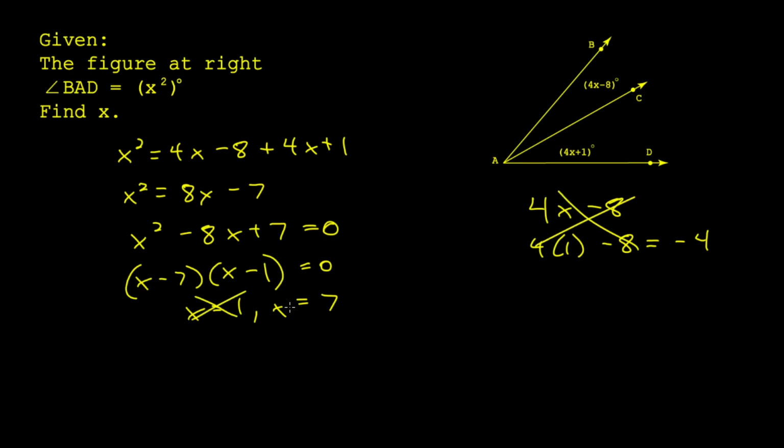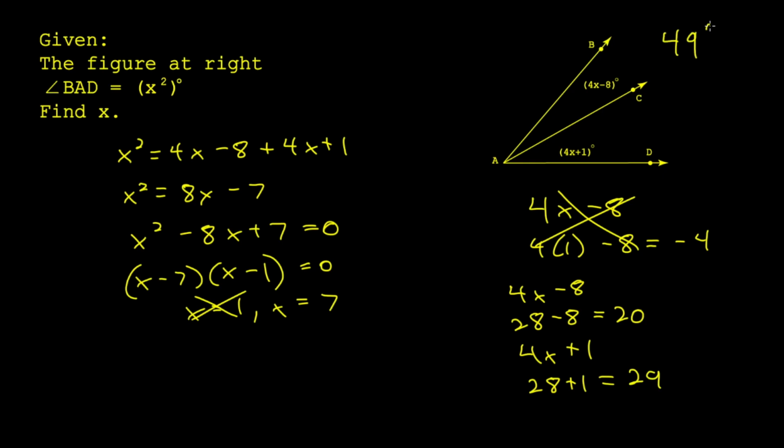Now let's plug in 7. 4x minus 8, plug in 7. 7 times 4 is 28, minus 8 equals 20. And then the other, 4x plus 1. 7 times 4 is again 28, plus 1 equals 29. 20 plus 29 is 49 degrees. Now, if x is 7, x squared is 49, and we have our check.